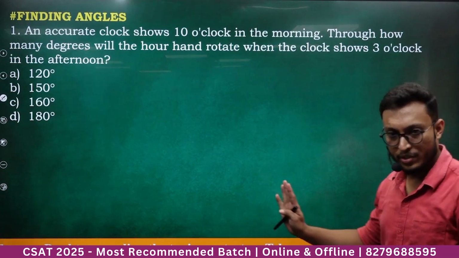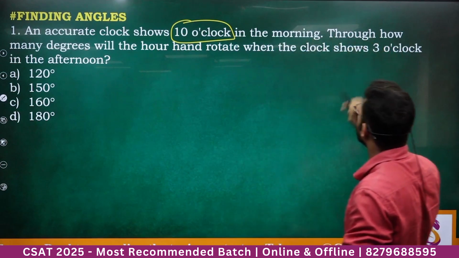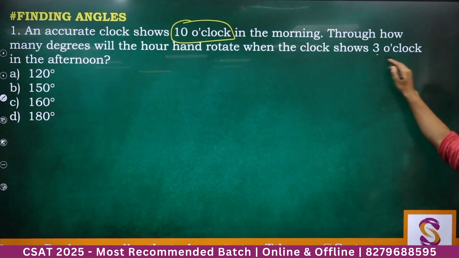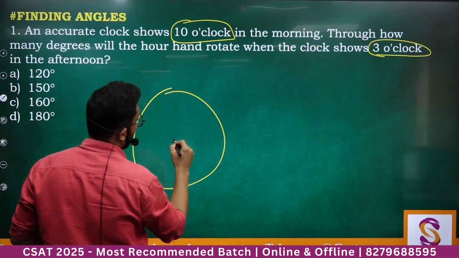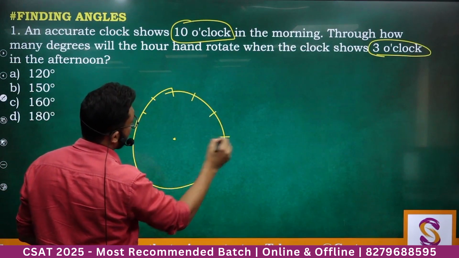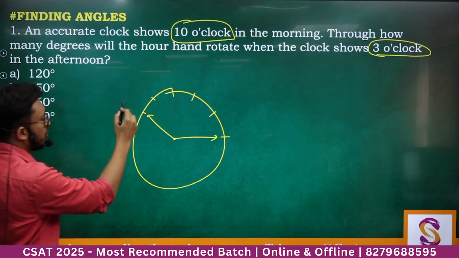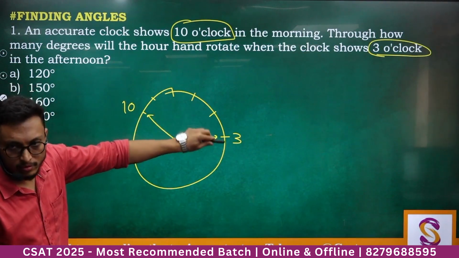चलो तो easy question है. The accurate clock shows 10 o'clock in the morning. Through how many degrees will the hour hand rotate when the clock shows 3 o'clock in the afternoon? Basic. Initially 10 o'clock. Then 3 o'clock. This is for 10, this is for 3. So our hand will rotate this much.